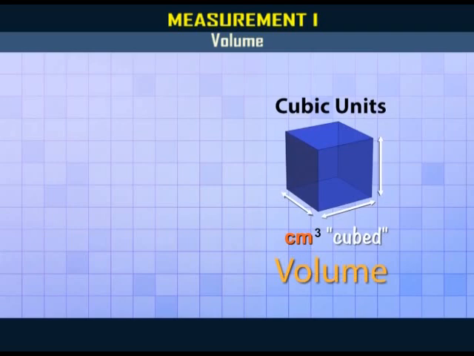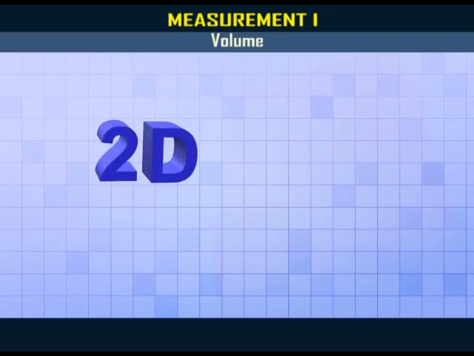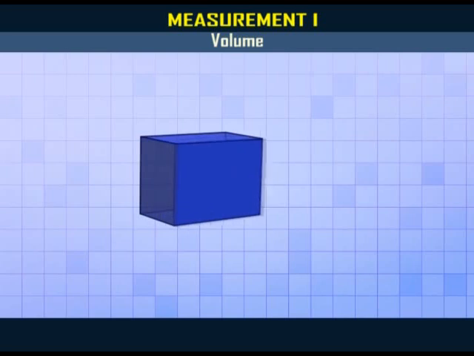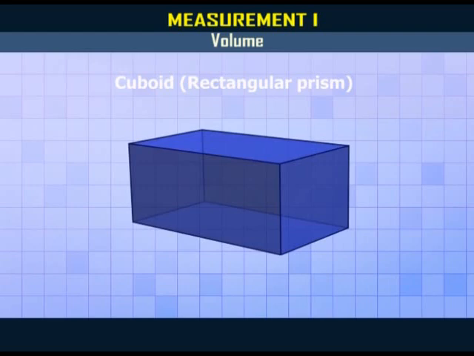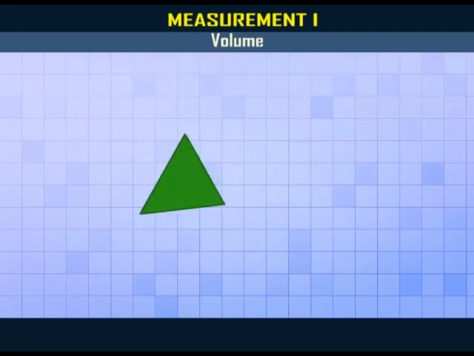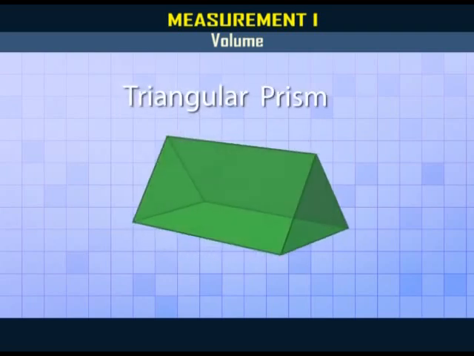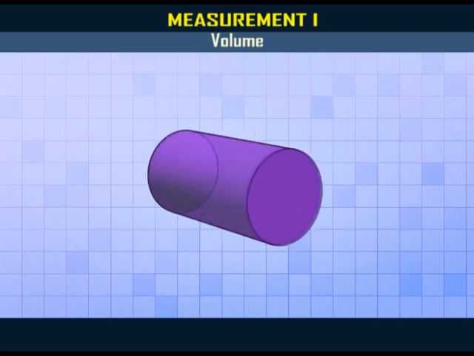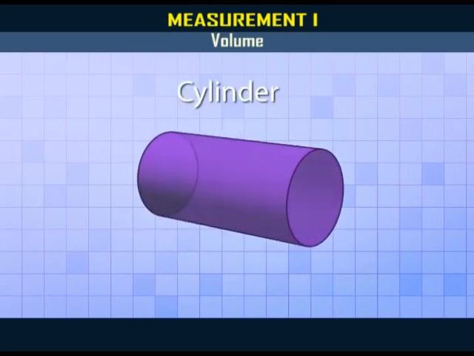A lot of three-dimensional shapes can be formed by taking a two-dimensional shape and then extending it along the third dimension. For instance, if you start with a rectangle and you extend it along the third dimension, you get a three-dimensional shape called a cuboid. If you start with a triangle and then extend it along the third dimension, you get a three-dimensional shape called a triangular prism. If you start with a circle and extend it along the third dimension, you get a three-dimensional solid called a cylinder.